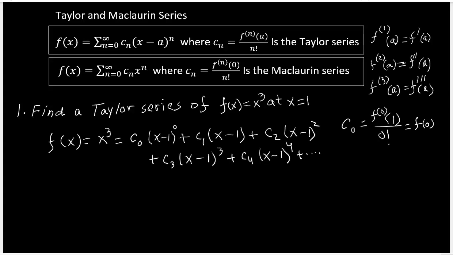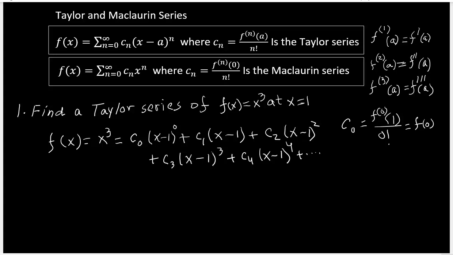Taylor series and Maclaurin series. So the Taylor series is an infinite expansion of a function that goes from summation n equals 0 to infinity Cn times (x minus a) to the n, where Cn is the nth derivative of the function evaluated at a, divided by n factorial. On the other hand, Maclaurin series is a special case of Taylor series when we replace a by 0. And then we find our Cn in the same way. Instead of finding the derivative of the function evaluated at a, we will evaluate at 0.